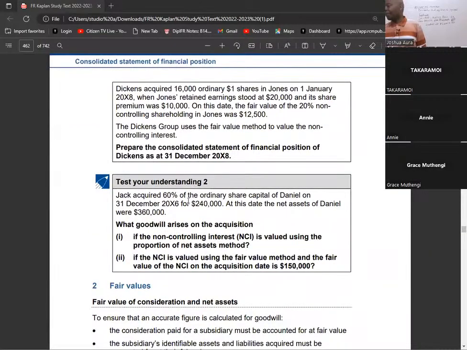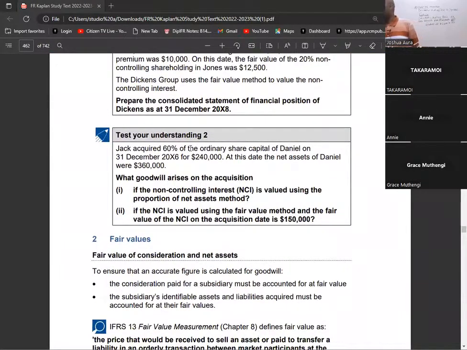Yeah, we have an example here. Jack acquired 60% of the ordinary share capital of Daniel on 31st December 2016 for $240,000. At this date, the net assets of Daniel were $360,000. What goodwill arises on the acquisition?